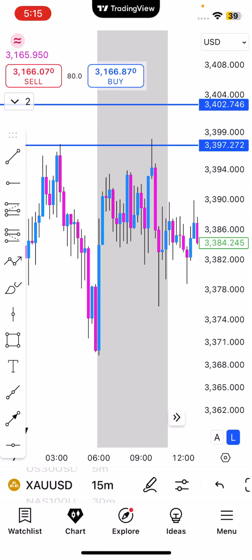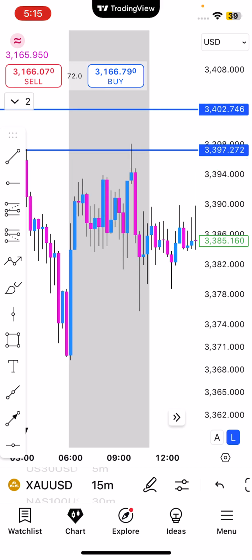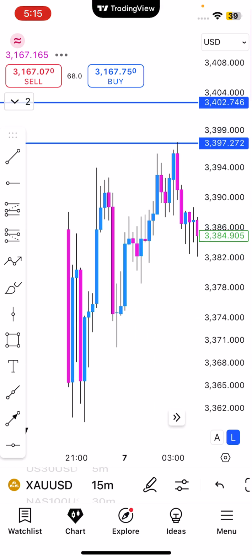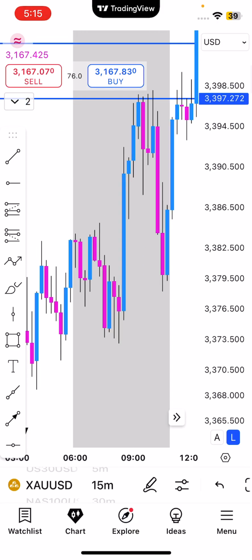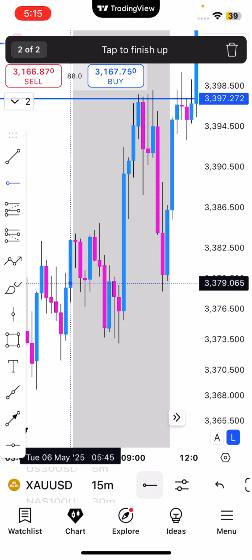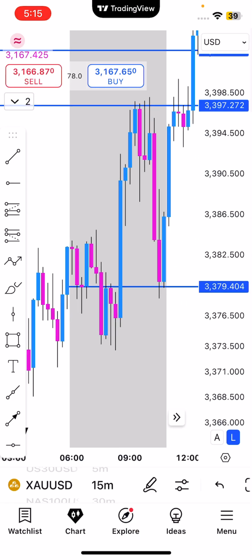We just look for clear, obvious structure. We look for things that are clean, things that are obvious, and things that make sense, right? So to me, this looks like it's ranging, so I wouldn't take that. This would have been a good setup for me, but it's outside of my trade time. This would have been my level here, because this is the H&S level.